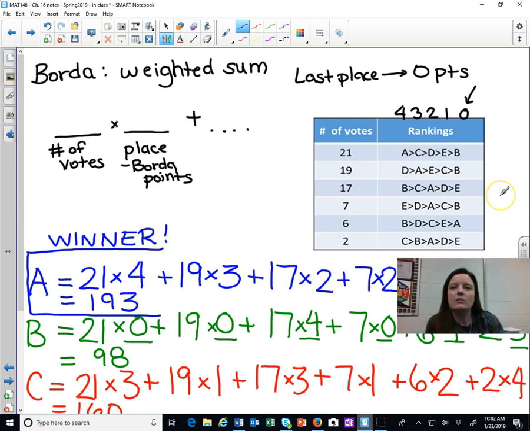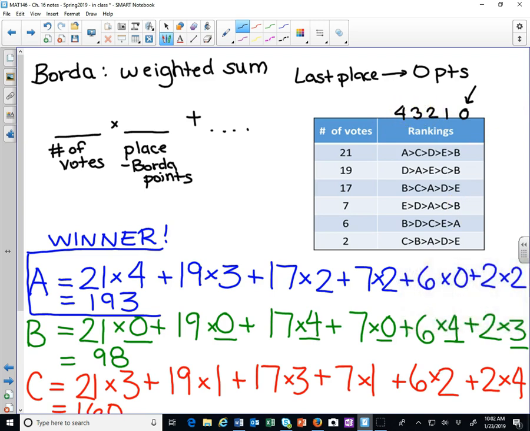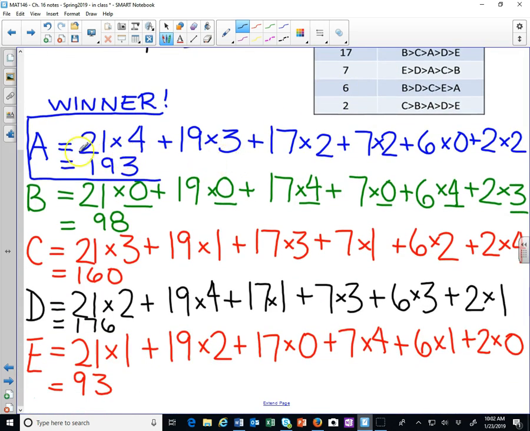But I think it is a little easier to just remember 0 points for last place, and then you just keep adding a point until you get up to first place. That's what I usually tell students to do. So that means 5th place for this one is going to be 0 points, 4th place is 1 point, 3rd is 2 points, 2nd place is 3 points, and 1st place is 4 points. And so this was how we did the Borda.